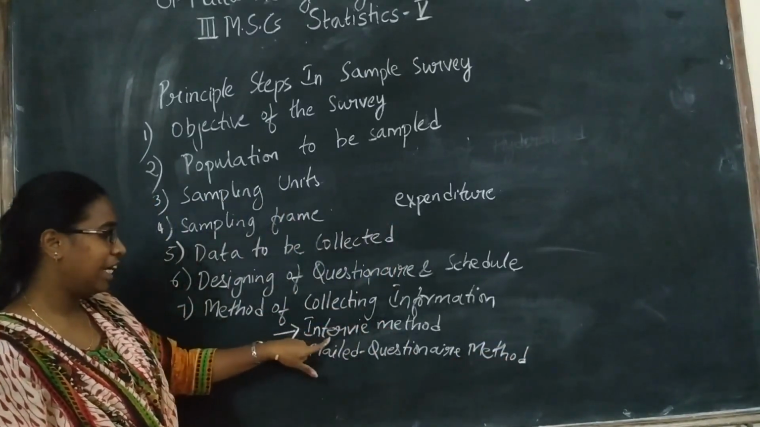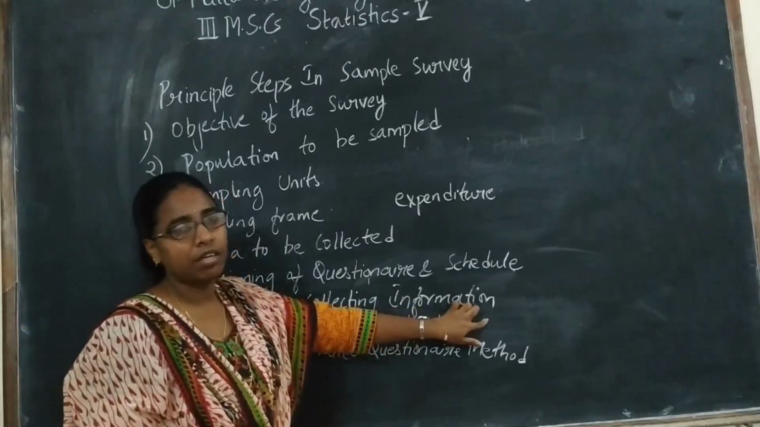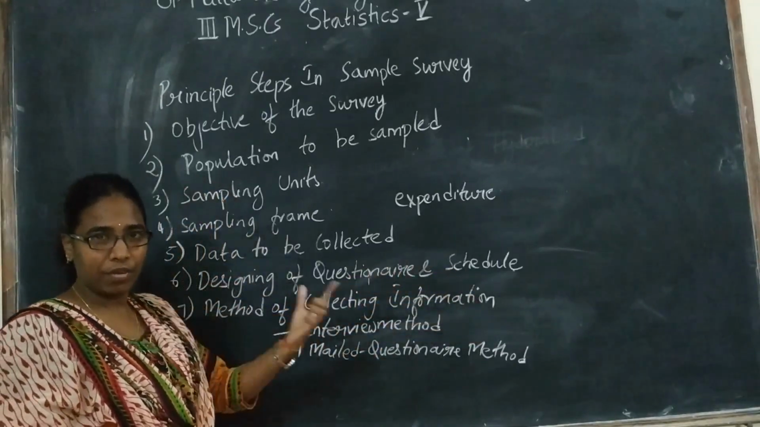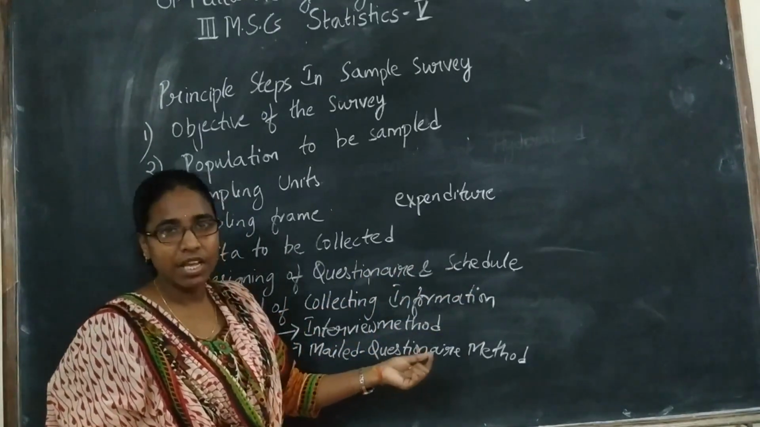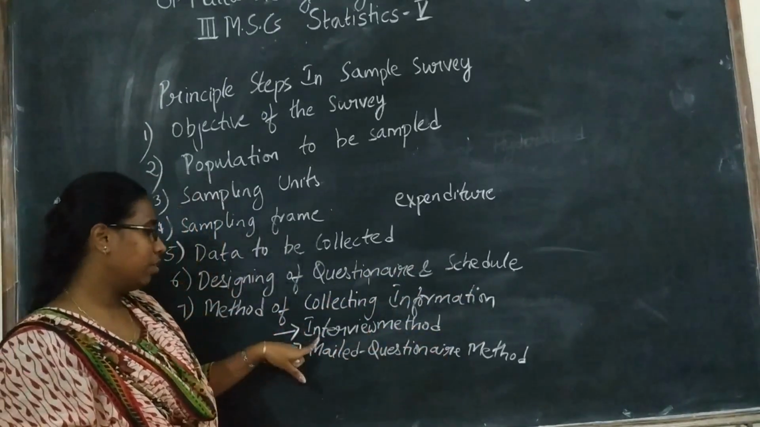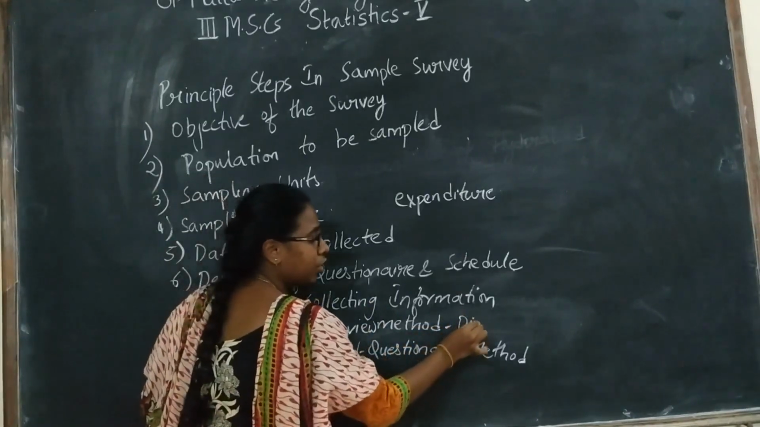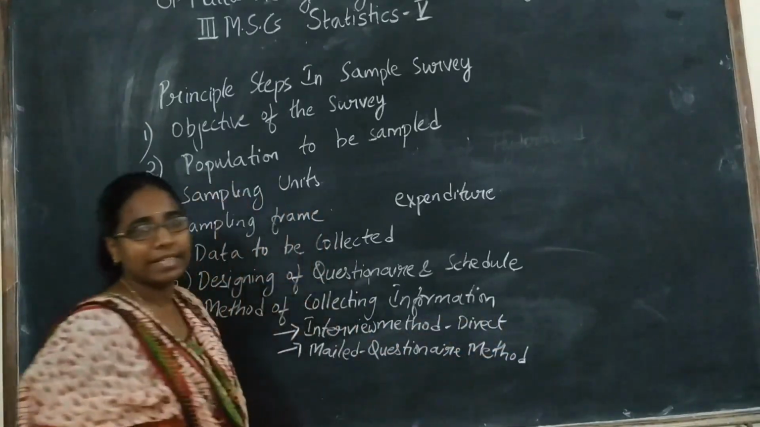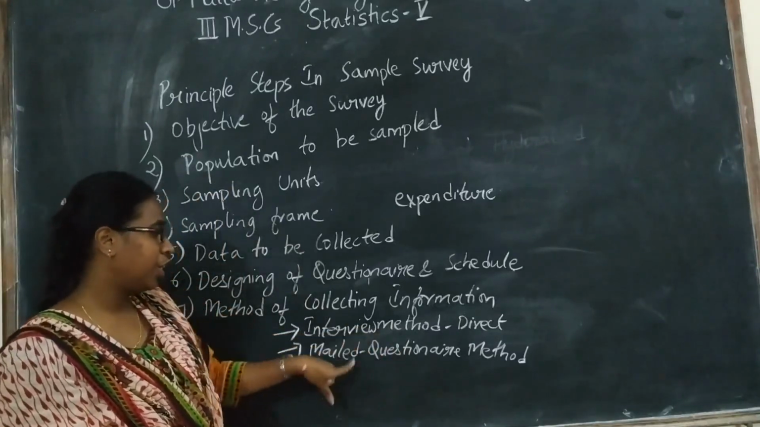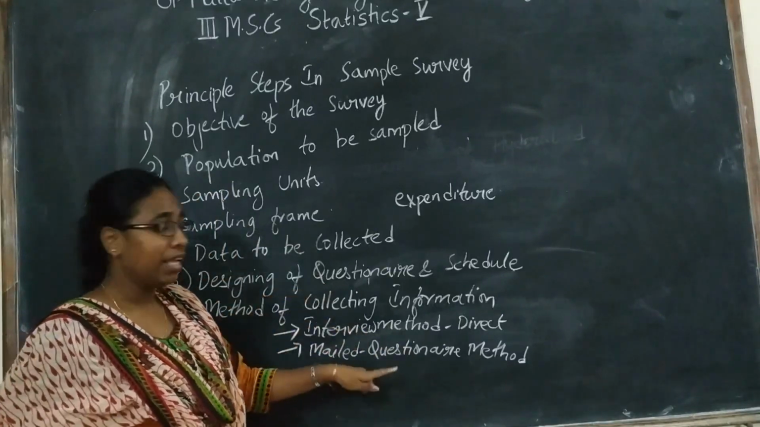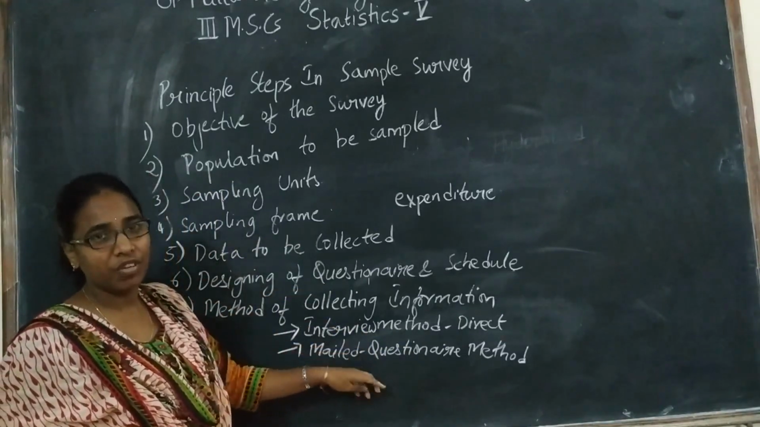The first one is the interview method. Interview method means the enumerator and the respondent will be facing each other, and the enumerator will ask the questions and the respondent will give the answers. So this is the direct interaction between the enumerator and the respondent. Mailed questionnaire means the questionnaire we have prepared will be sent by mail to the respondent, who is asked to fill it.